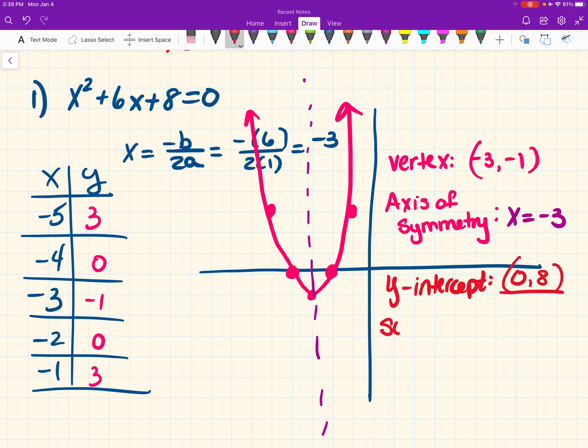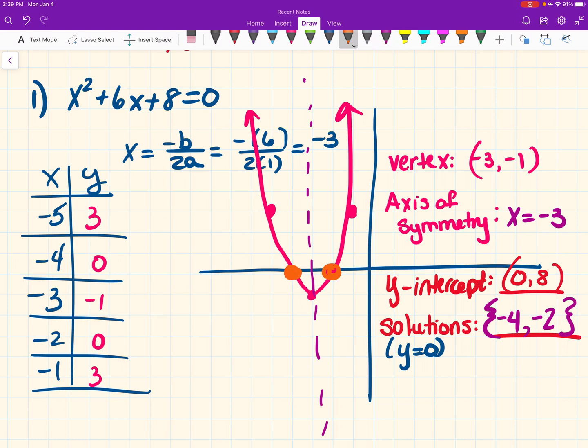Now the solutions. Remember, the solutions, the zeros, the roots, are where the parabola crosses the x-axis. And if it's crossing the x-axis, that's where y equals 0. So this time we're going to look in the y column and find the zeros. Now the way we denote this is with a bracket. Negative 4 is one of the solutions, and negative 2. This is not an ordered pair. This is a group of numbers. Negative 4 and negative 2 are the solutions. This is where it crosses the x-axis.